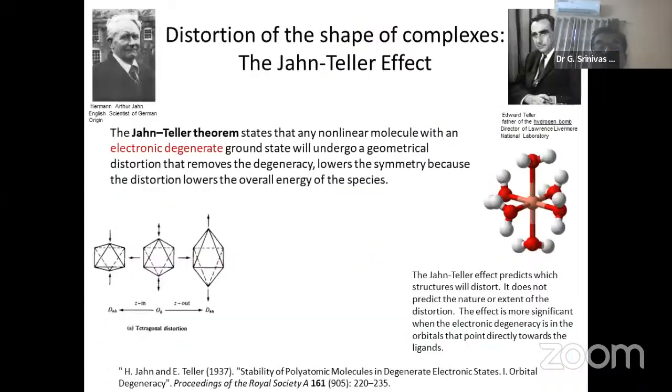Yeah. Distortion of the shape of complexes, that is the Jahn-Teller effect. Here, the left hand one is Hermann Arthur Jahn, an English scientist of German origin. On the right hand side, Edward Teller. Edward Teller used to be called the father of the hydrogen bomb and was the director of Lawrence Livermore. One minute, please.